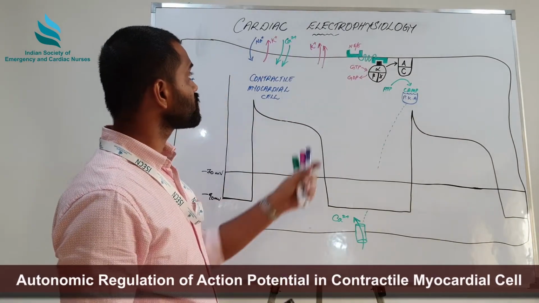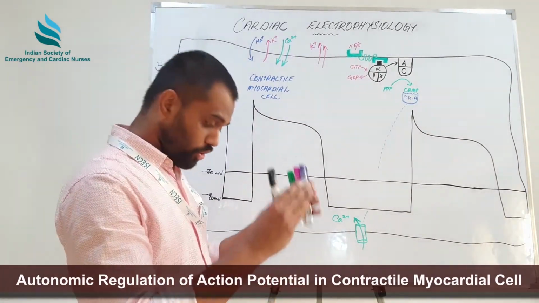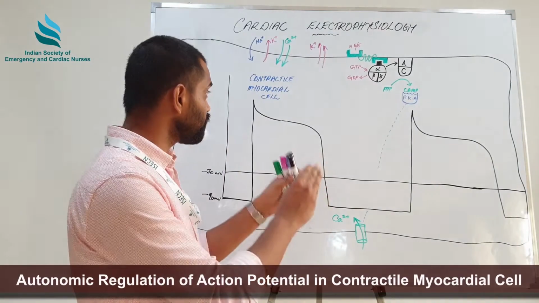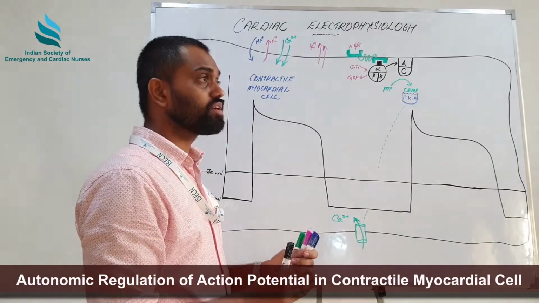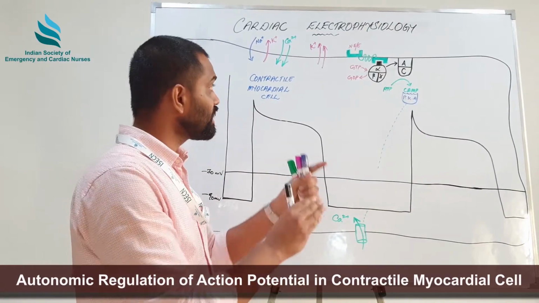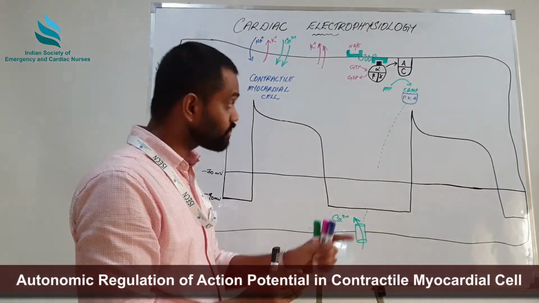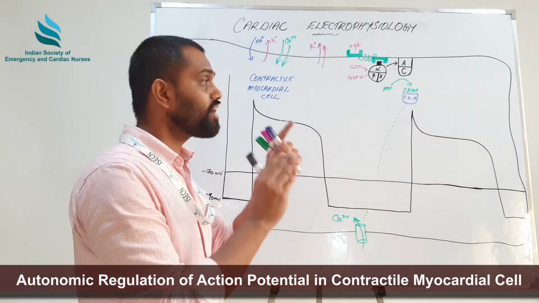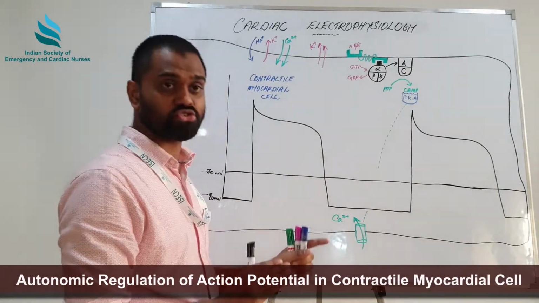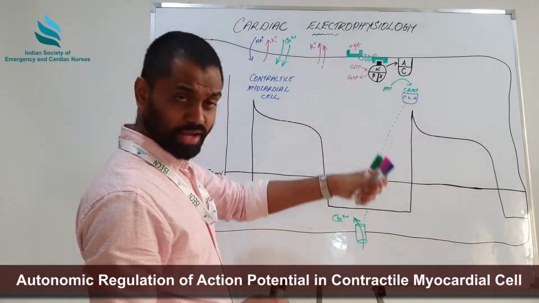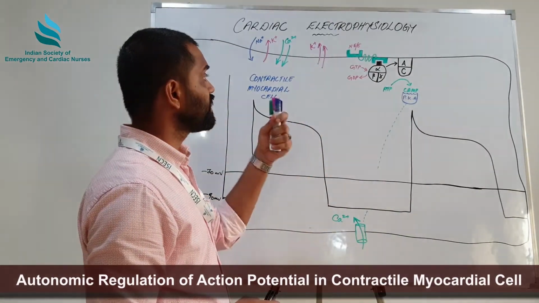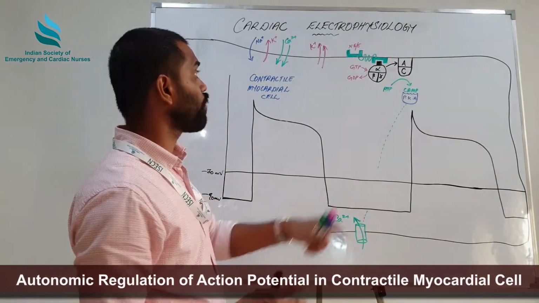Now what we are going to see is how the autonomic nervous system is influencing the contractile myocardial cell. Under the autonomic nervous system, it is only the beta-1 adrenergic receptors that are involved. We don't have M2 muscarinic receptors in ventricular myocardial cells. So here, as we have explained previously for the SA nodal cell, the mechanism is quite the same.